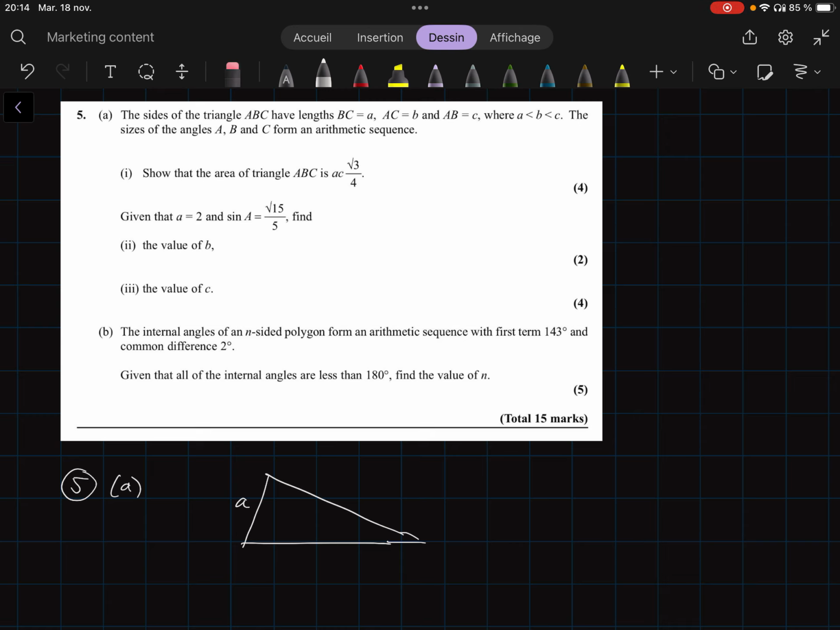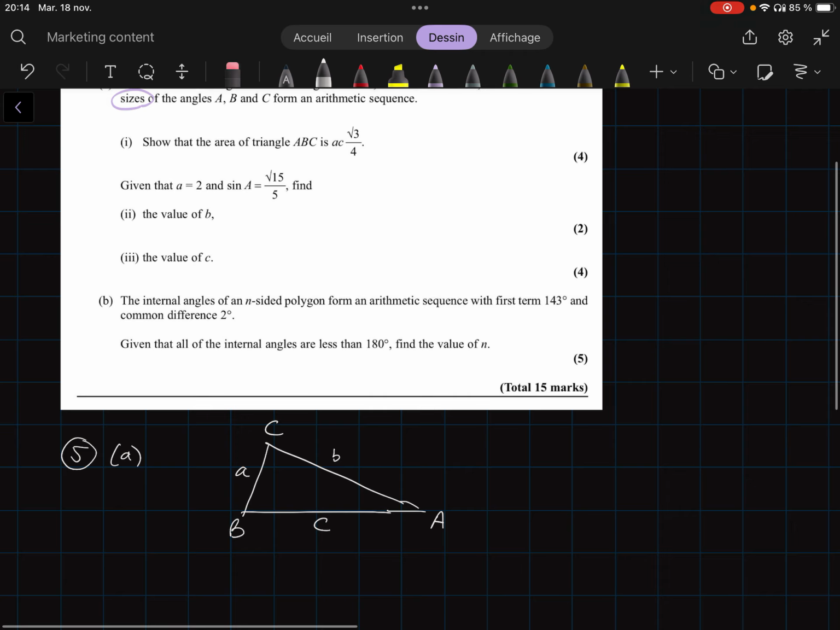So a is less than b is less than c. So the vertex opposite side a is capital A, and likewise capital B and capital C. We know the angles A, B, and C form an arithmetic sequence. So, in other words, we know that the common difference is equal to angle B minus angle A is equal to angle C minus angle B.